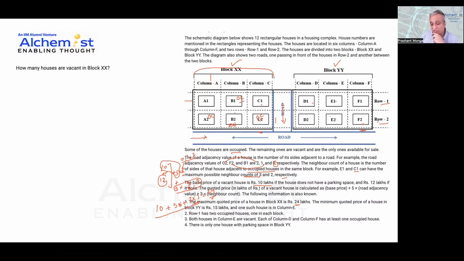The minimum quoted price of a house in block YY is 15 lakhs. And one such house is in column E, so one of these is 15 lakhs. Either this is 15 lakhs or this is 15 lakhs. So how do I get 15 lakhs?